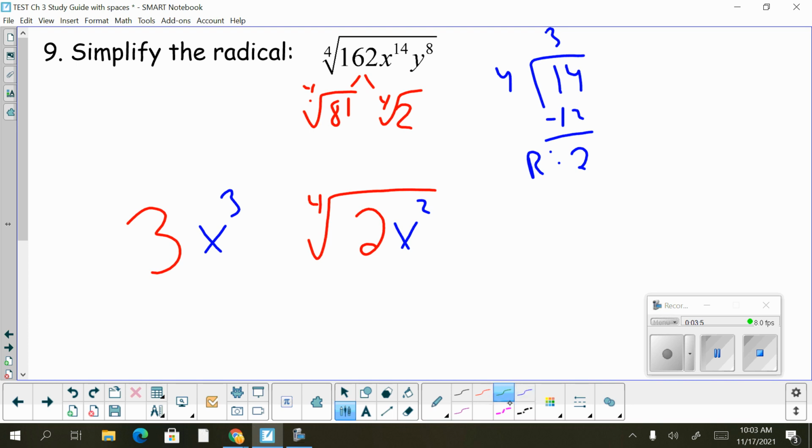And then I'll do my y's. So 8 divided by 4 is 2, remainder 0. So no y's stay in the jail, but 2 get out of the jail.